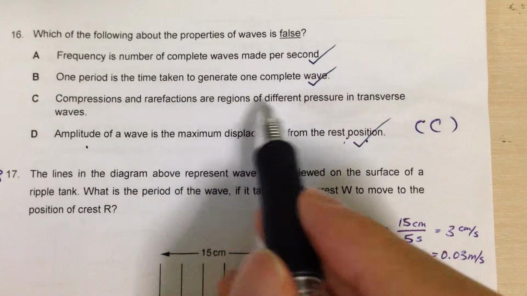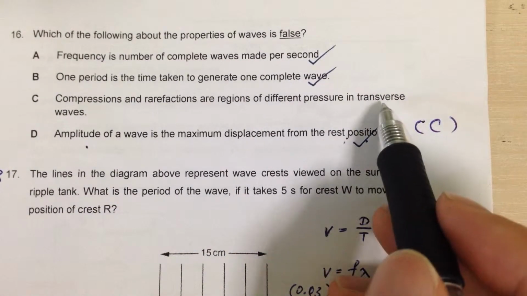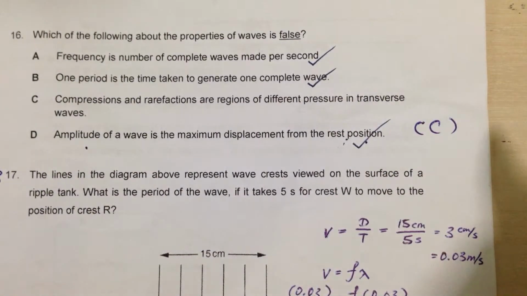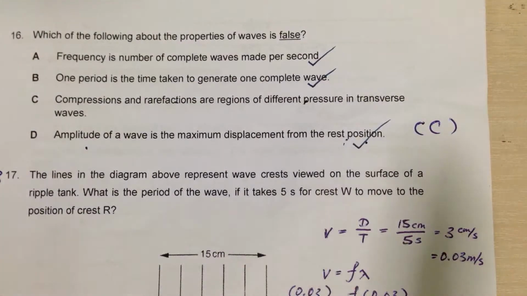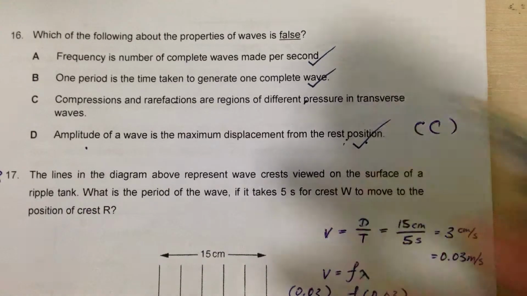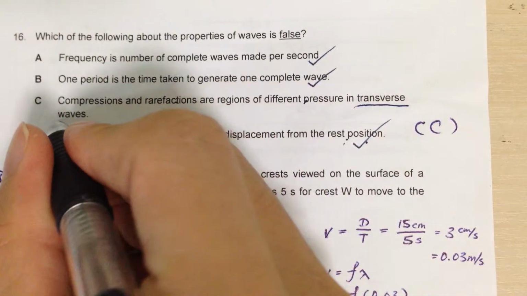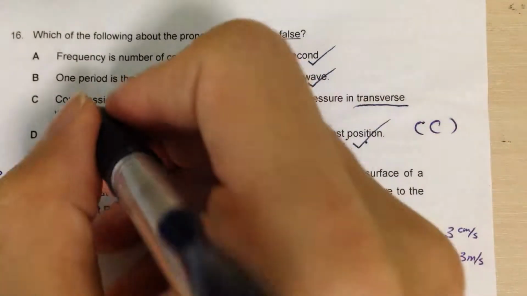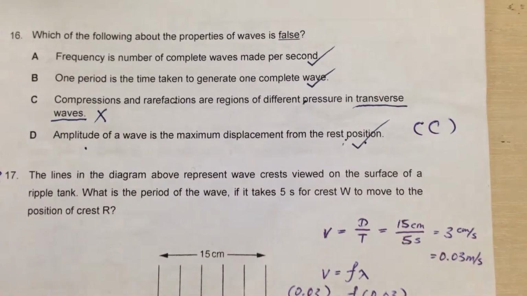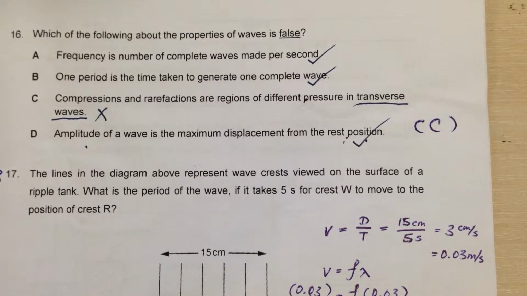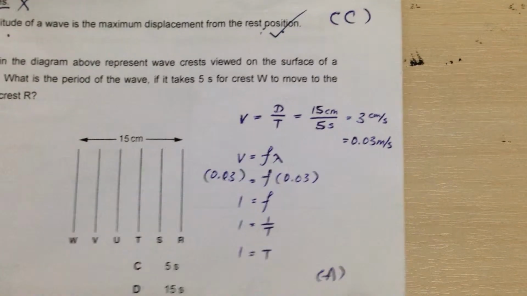Okay, compression and rarefaction are the regions of different pressure in a transverse wave. It looks correct. Yes, compression and rarefaction are of different pressure, because in compression you are pressing things together, in rarefaction you are stretching things outward, so of course the pressure will be different. But is it a transverse wave? No, this is not for a transverse wave. It is for a longitudinal wave, like sound. Okay, do you know how to spell longitudinal? Go and look at your book if you don't know.